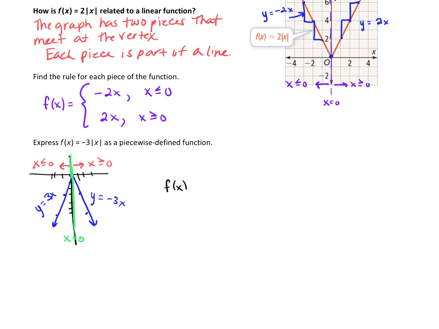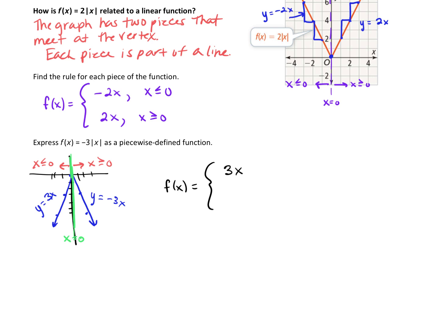We're going to say f of x equals, give ourselves a bracket. So we'll just work left to right. Our first line was this y equals 3x. Again, we already have f of x equals, that takes care of this y equals. So we're going to start with 3x. And then we just have to say, well, which piece of that line do we want? We want the piece where all the x's are less than 0.